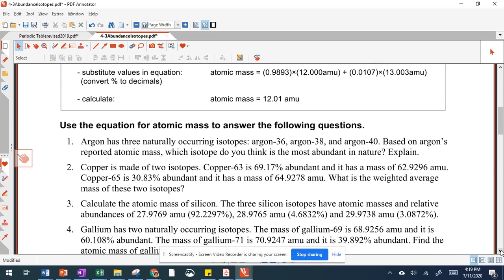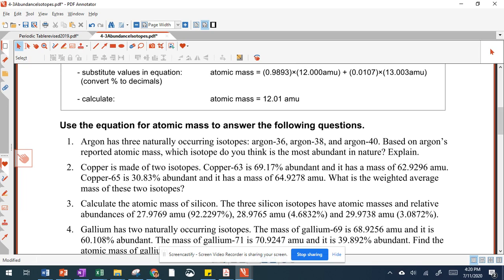I want to show you number 2, and number 1 is actually just a thought problem. If you look at argon on the periodic table, I want you to notice which isotope the average atomic mass is closest to, and that would be the one that is most abundant in nature. So you do not have to do a calculation for number 1.